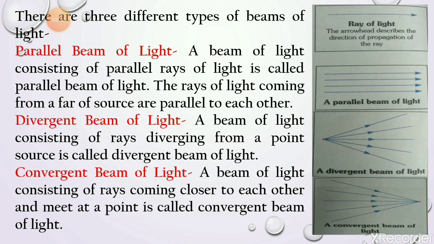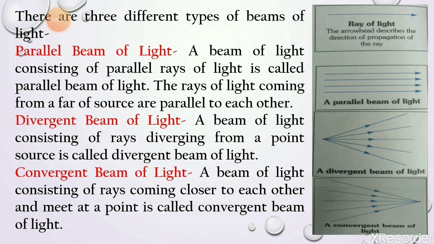Rays of light coming from a far source will be parallel to each other, so it is called a parallel beam of light, as you can see in the image given alongside. The first one is showing the ray of light, in which the arrowhead describes the direction of propagation of the light ray. The second one is the diagram of the parallel beam of light, meaning when the light rays are coming from a far off source and they are coming parallel to each other. This type of beam of light is called a parallel beam of light.